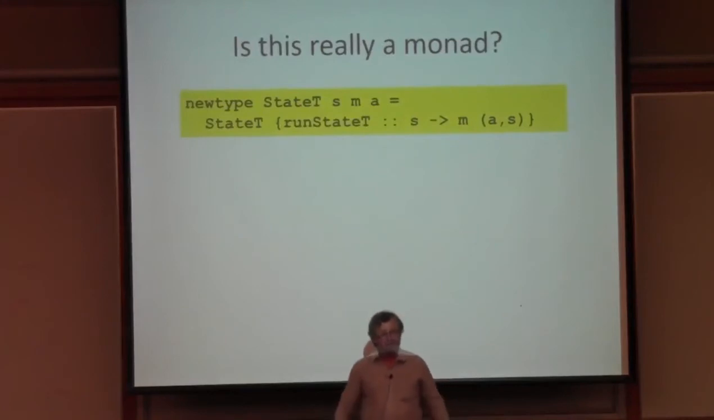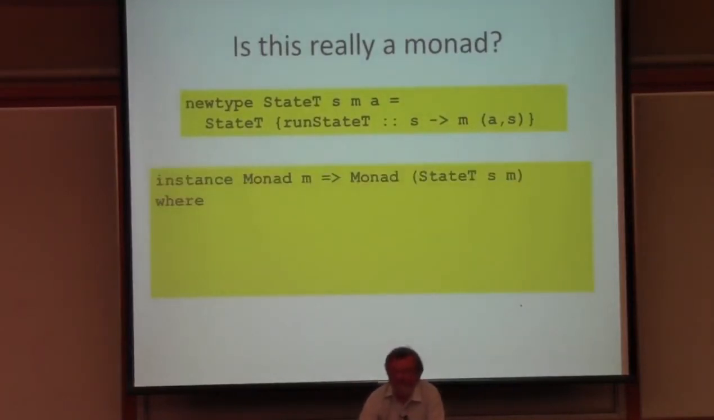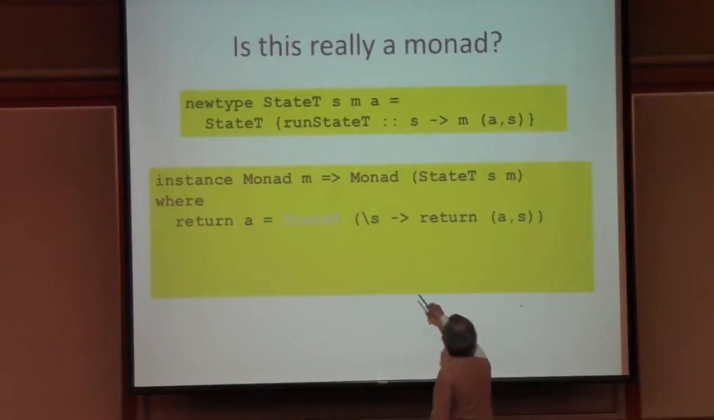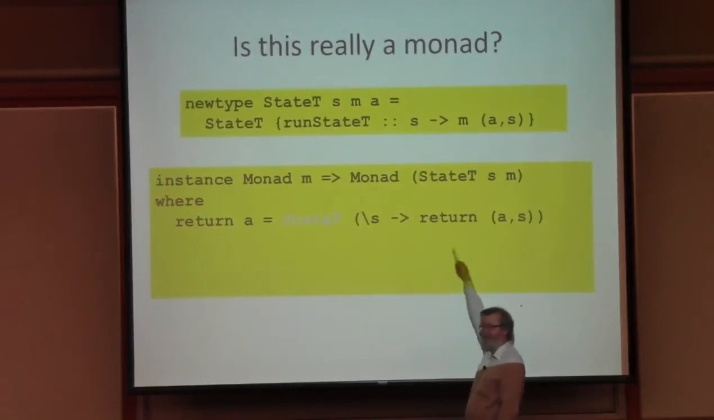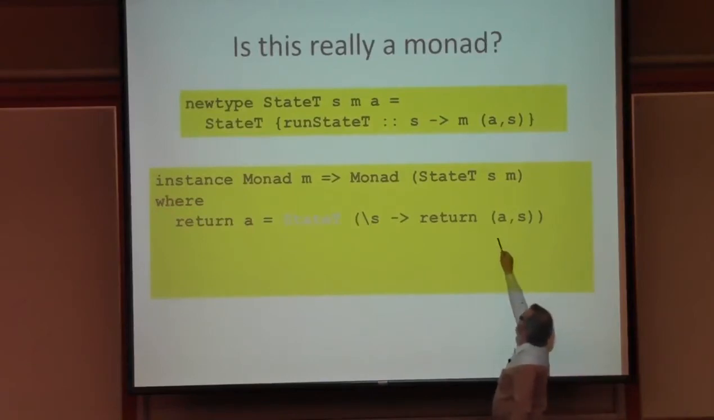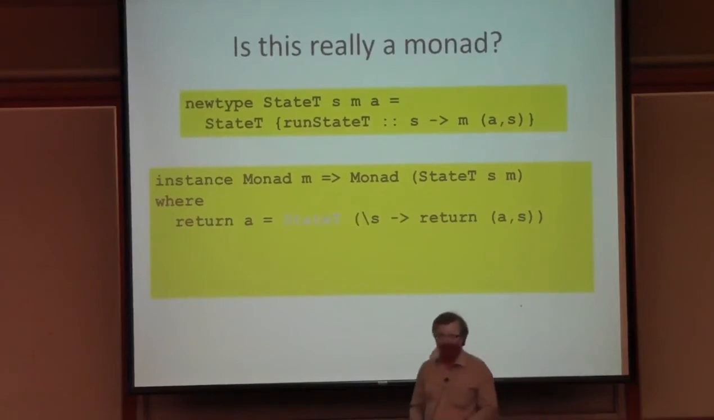Okay, so the first thing you want to ask is, is this really going to give me a monad? And to figure that out, I need to see whether I can write definitions of the monad operators. So let's do it. How could I return something in a monad with this type? Well, I can take my initial state, and then I have to do an m computation. I have to make something of type m. Let me just use the return of the underlying monad to do that, and otherwise return a pair of the value a and the same state.